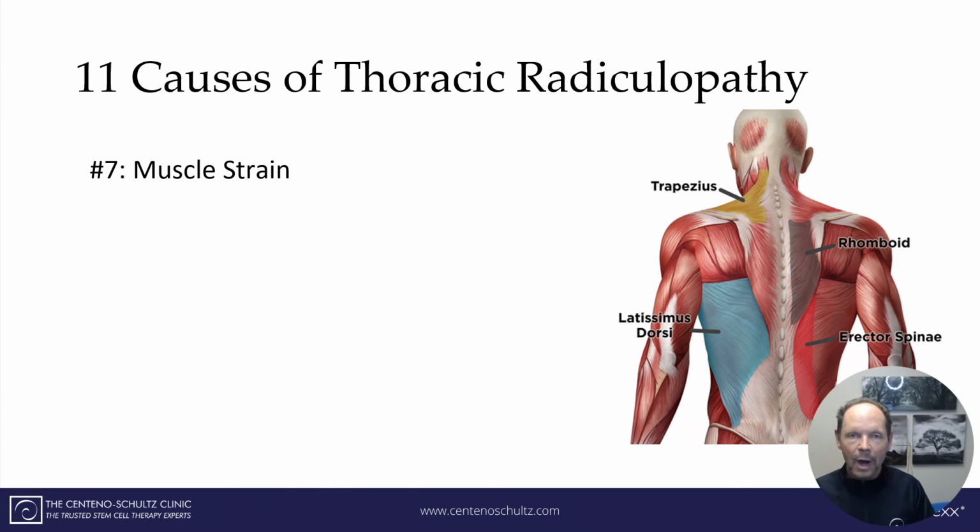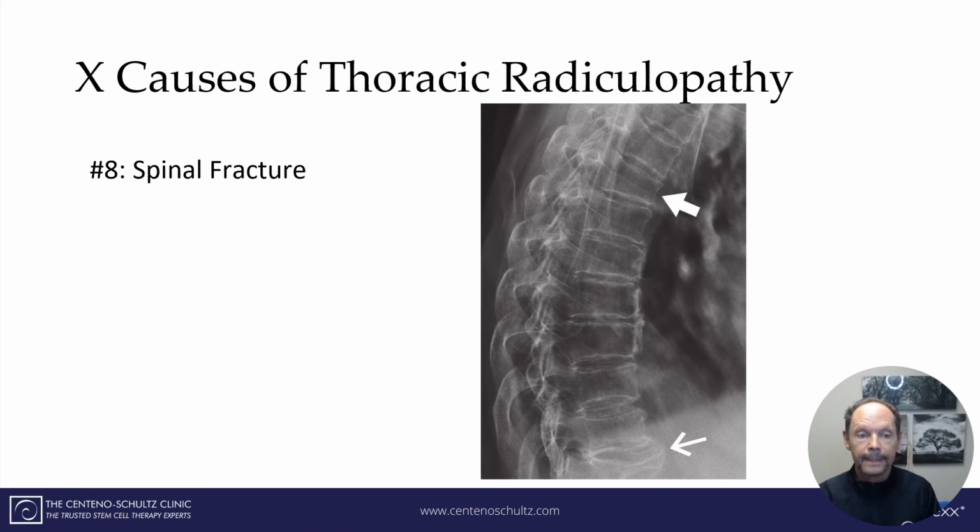The 7th cause of thoracic radiculopathy is muscle strain. There's a large number of muscles in the thoracic spine that can be inflamed or injured, causing compression or irritation of the nerve. The 8th cause of thoracic radiculopathy is a spinal fracture.